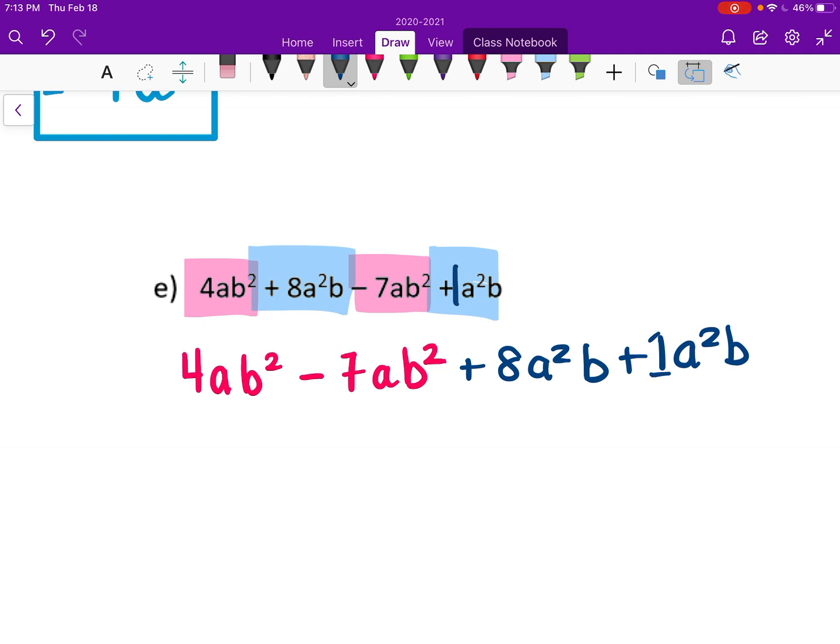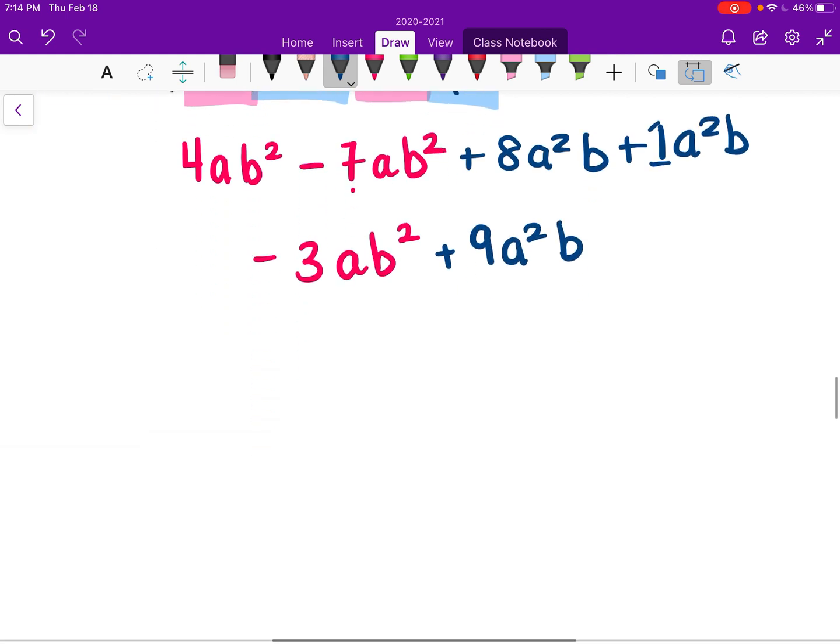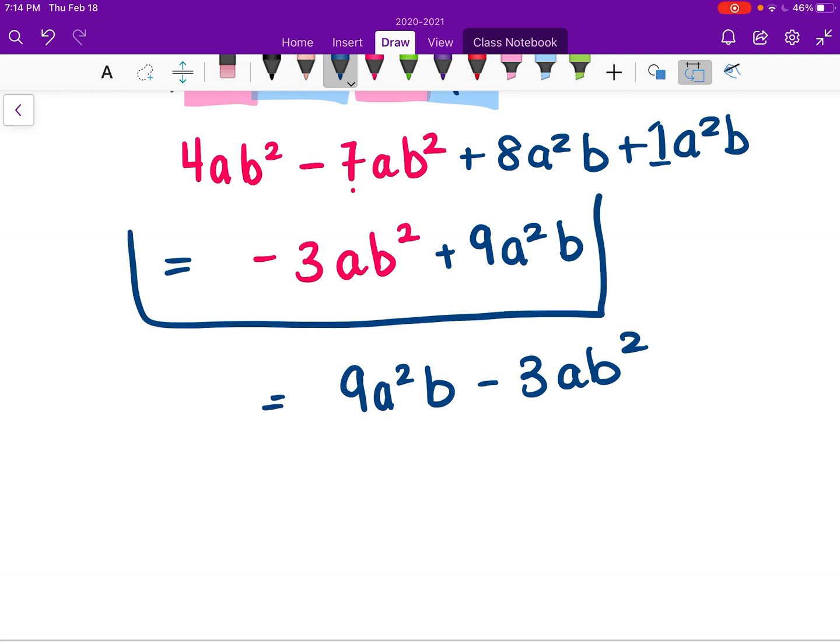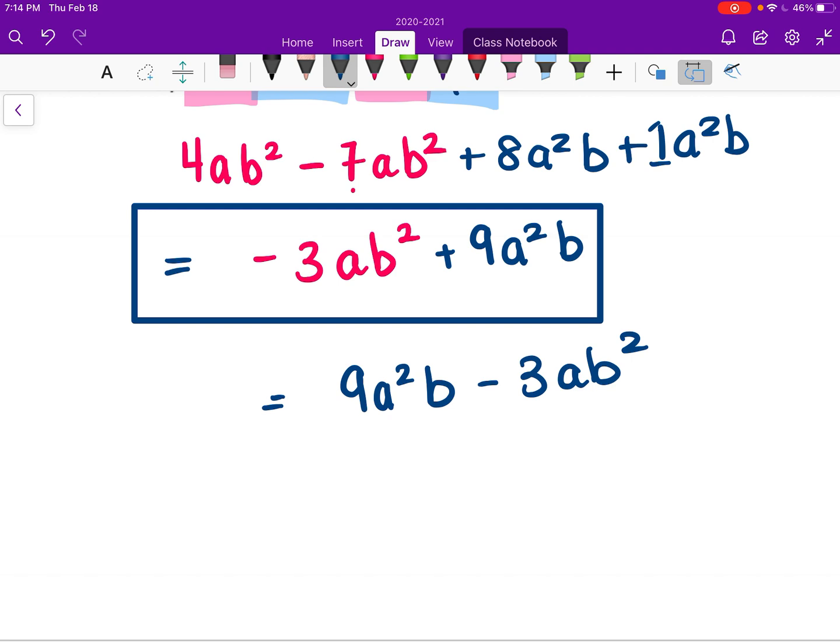It's always invisible. So then I'm just going to do, okay, 4 minus 7 is going to give me, right, 4 minus 7 is going to give me negative 3ab squared. And then I have positive 8 plus 1 is going to give me positive 9a squared b. You could also have written this as 9a squared b minus 3ab squared. It means the same thing, but that's just how I decided to write it up here. Okay?